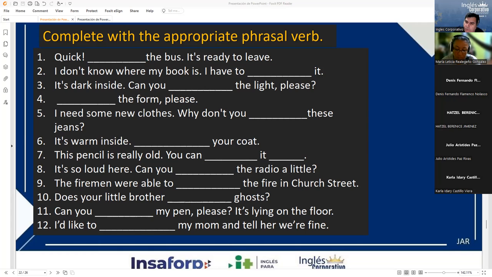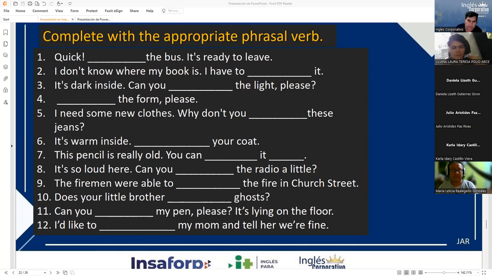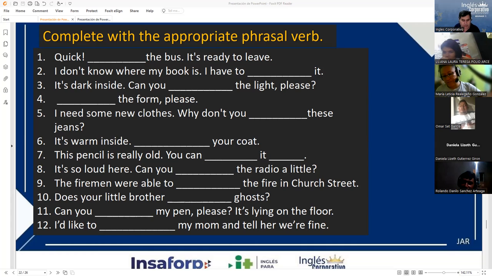Catherine Beatriz Urbina. Katy Briseida Hernández. Present, good night. Lady Marisela Linares. Present, good night. Liliana Laura Teresa Polillo Arce. Present, teacher, good night. Okay. María Leticia Realgenio. Present teacher. Good night. Excellent. Mauricio de Jesús Buruk. Miguel Ángel Santos. Present teacher. Good night. Excellent.